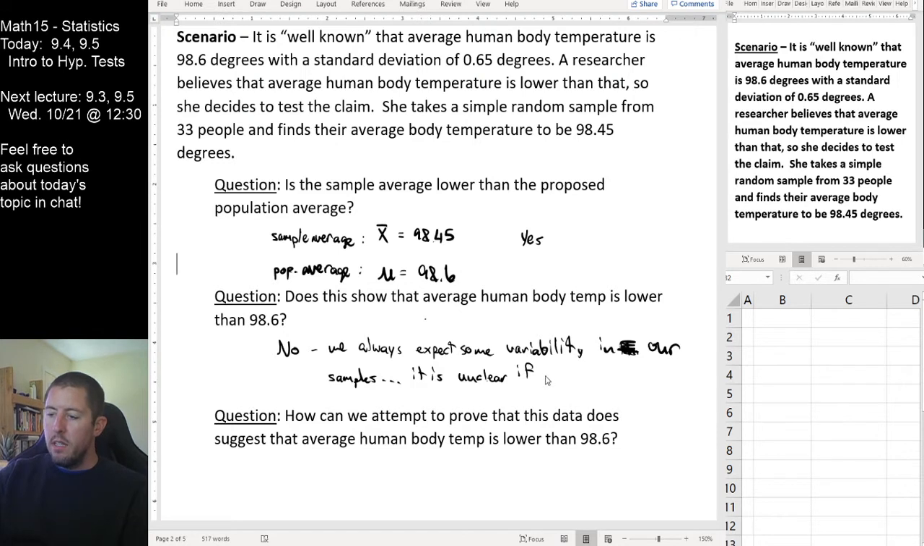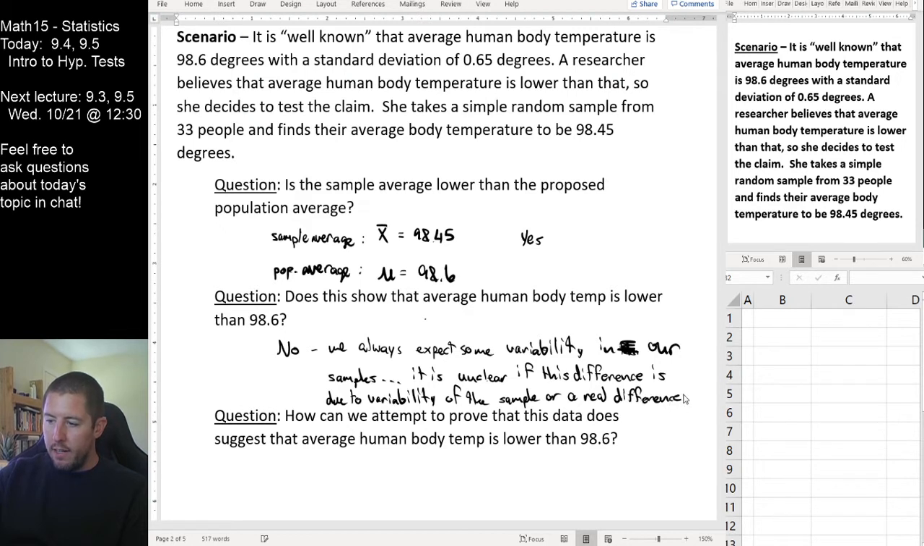So the point is, it is unclear if this difference we see is due to variability of the sample or a real difference.